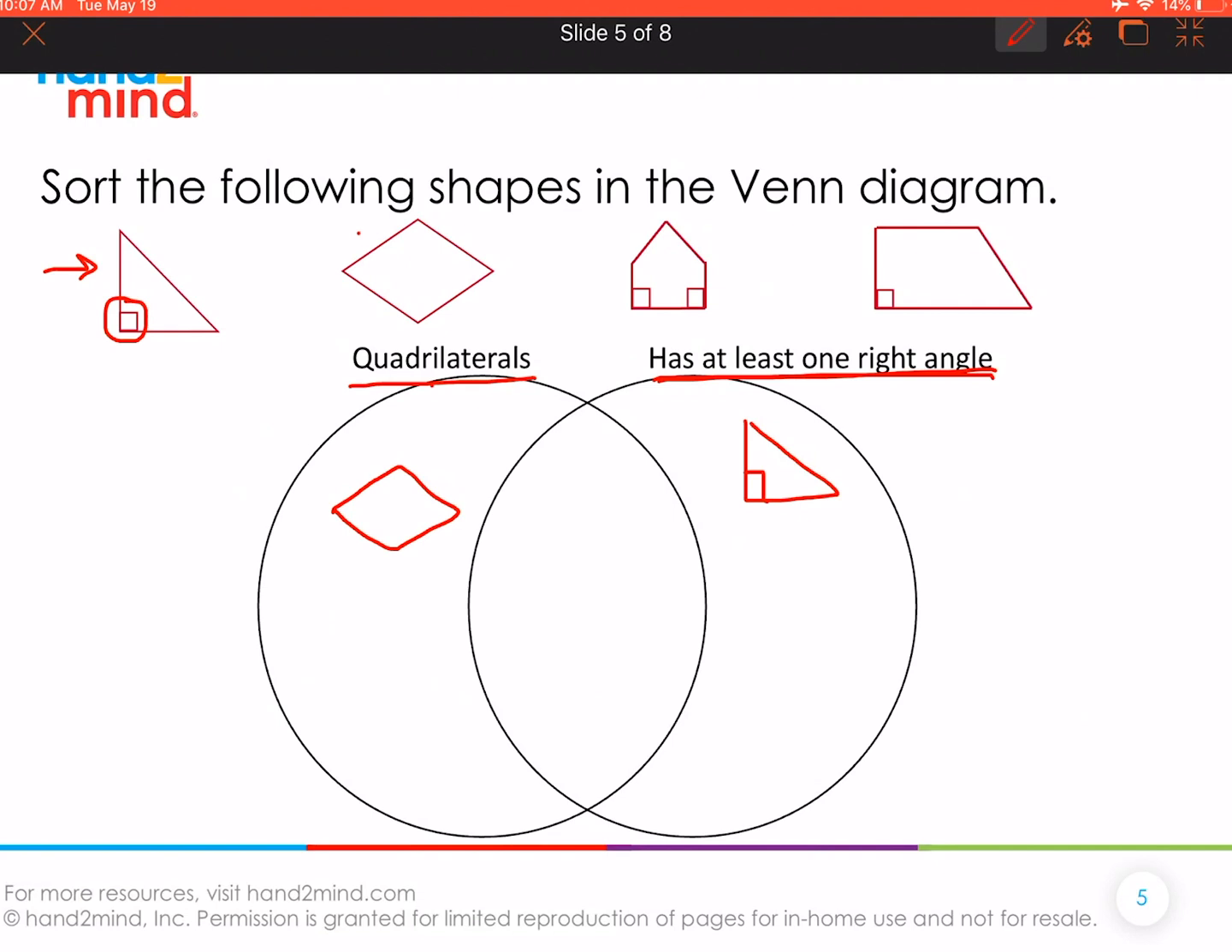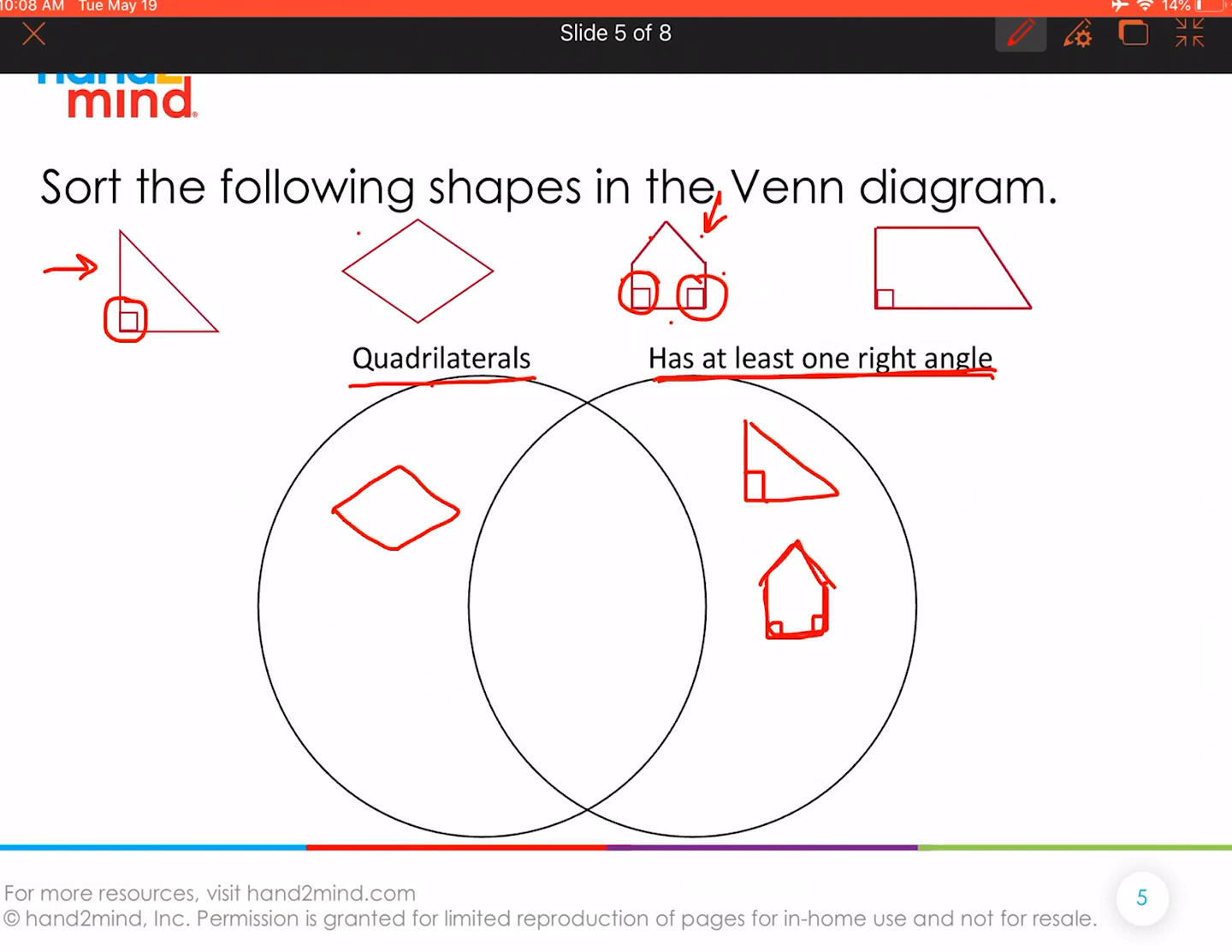Our next shape here is a pentagon. So notice there are 1, 2, 3, 4, 5 sides, and we see that it has 2 right angles. So because it is not a quadrilateral, but it does have at least one right angle, I am going to put it underneath the right angle circle. And again, I'm just doing a quick sketch.